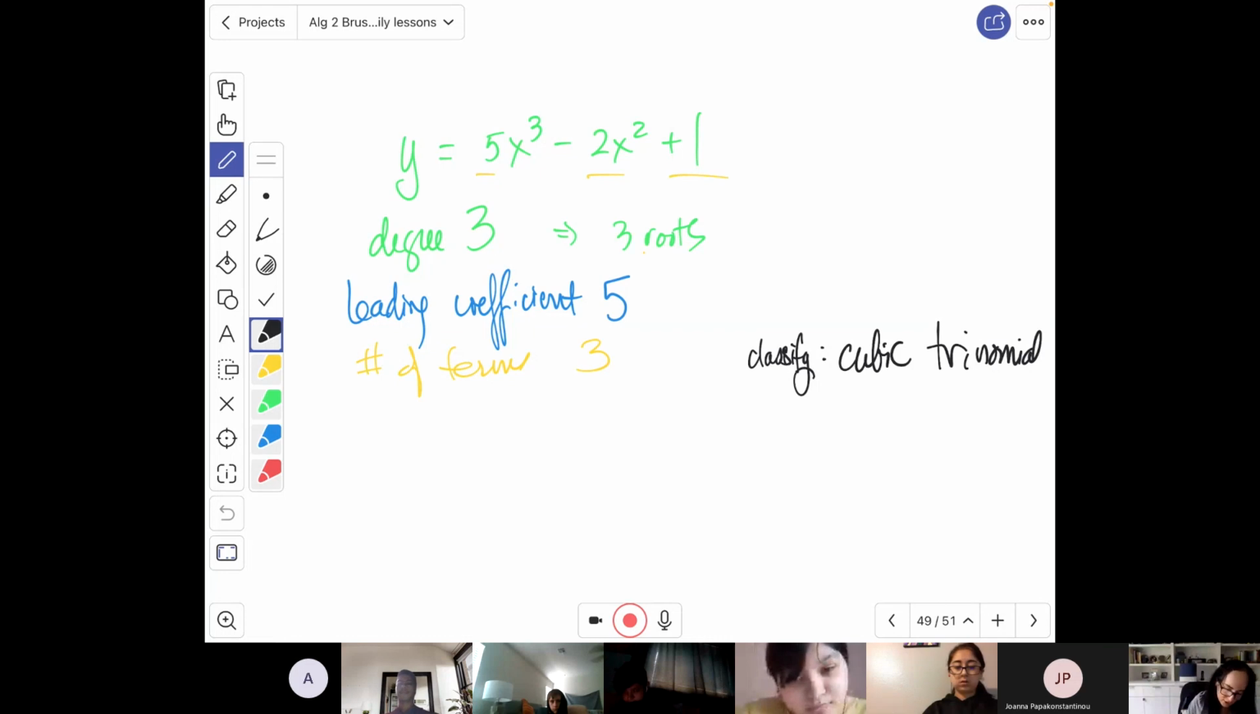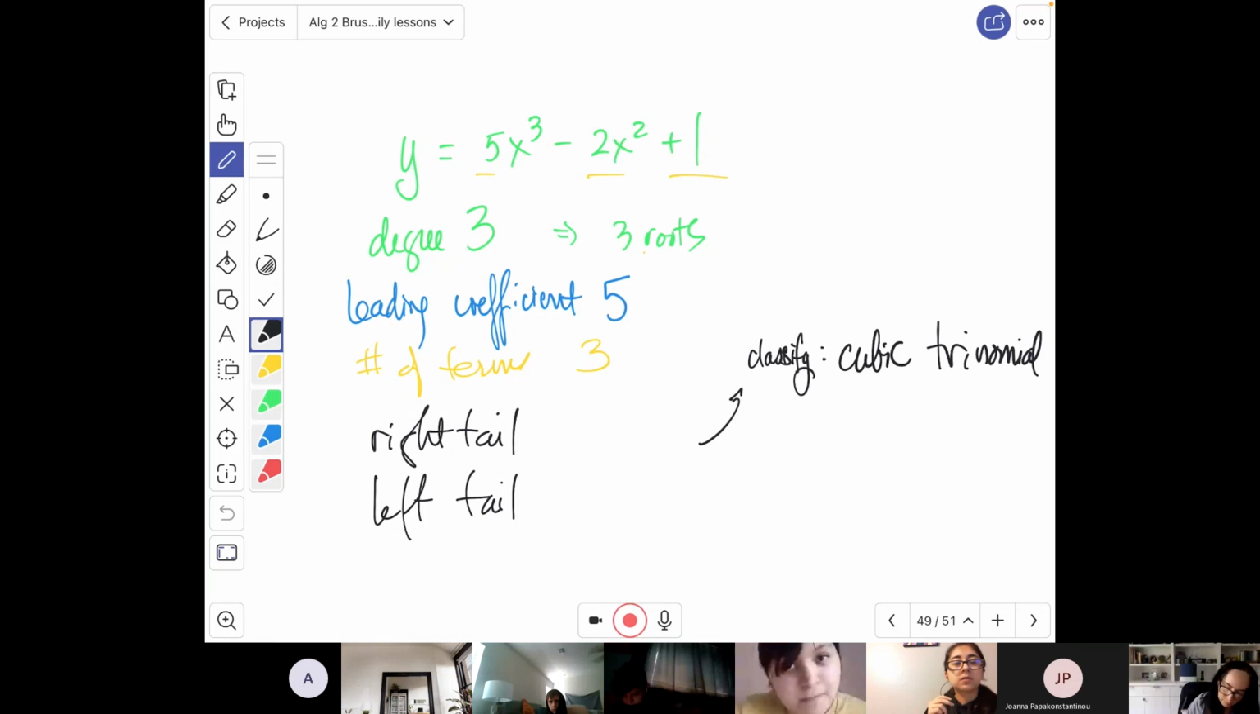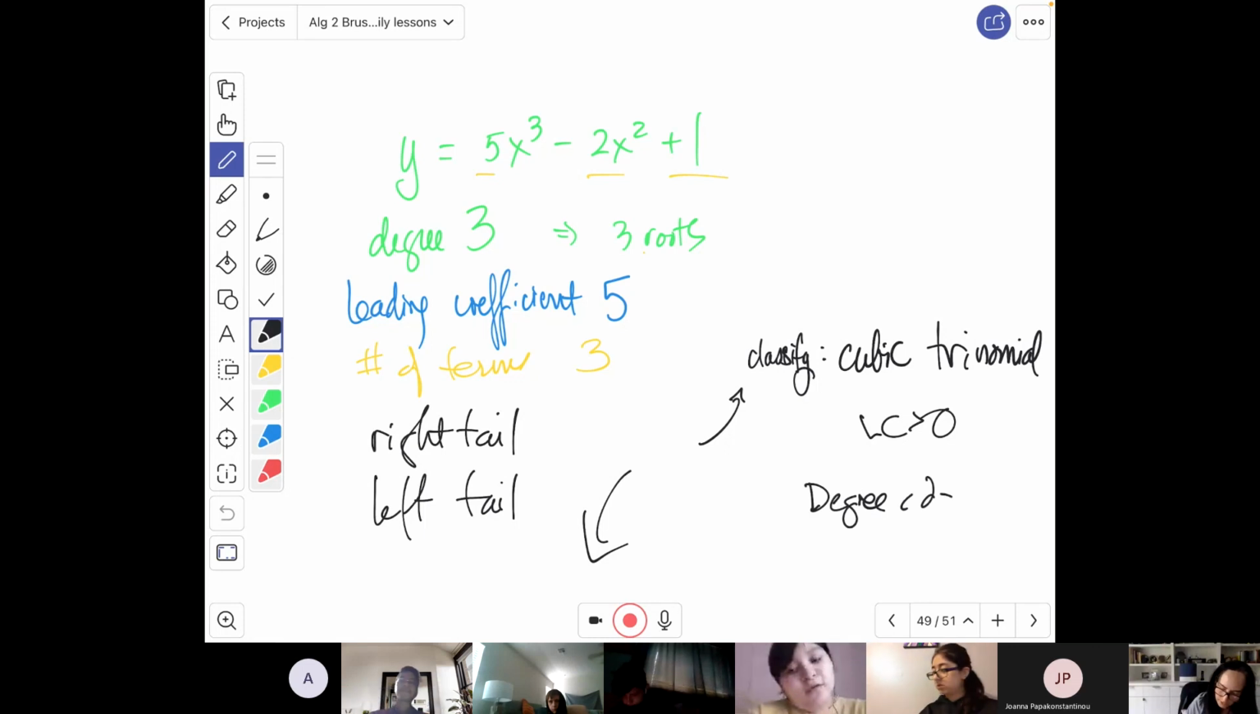So that's its classification. Now tell me about the tails. The right tail does what? It goes up. And how do you know? Because the leading coefficient is positive. Yes. And what does the left tail do? The opposite because it's odd. Yes. Do y'all see that?